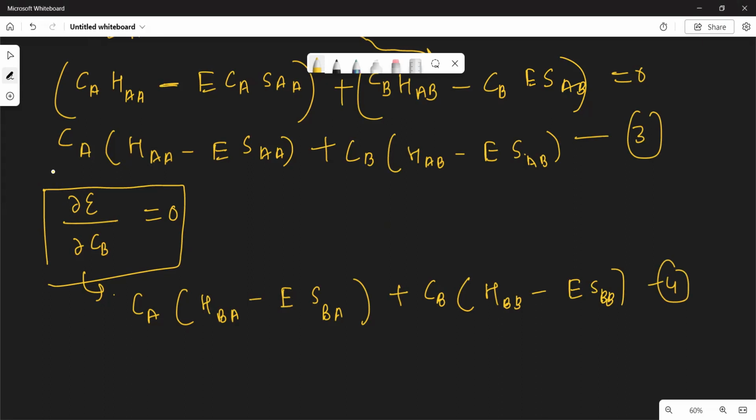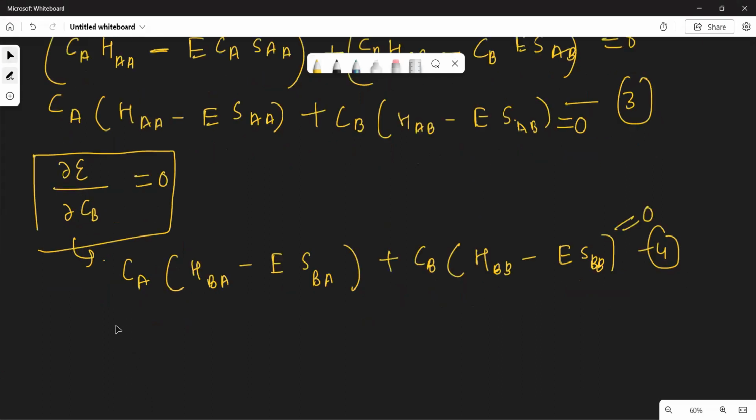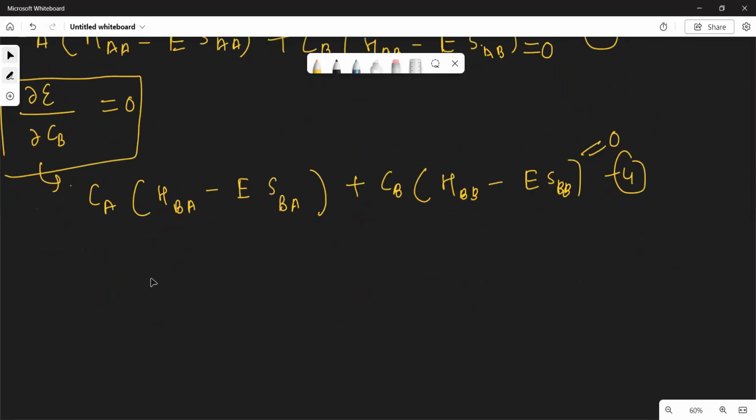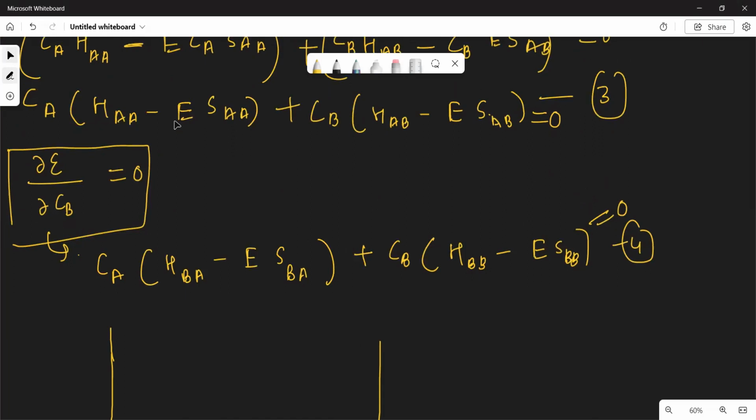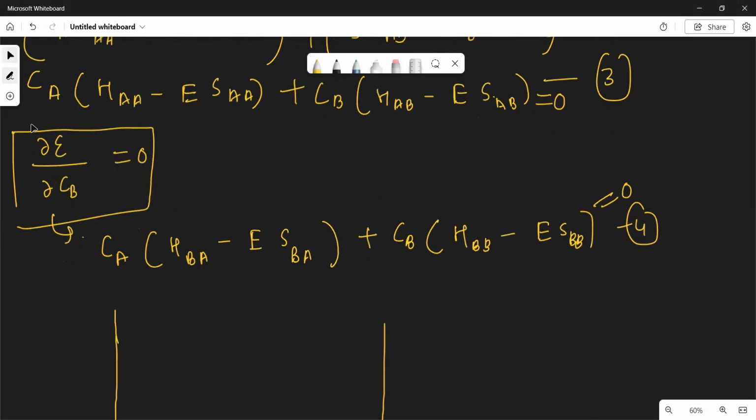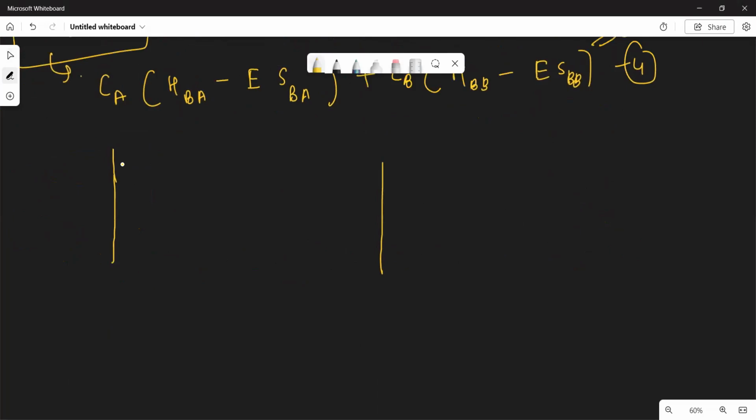Now we have derived two equations, and these two equations are equal to 0. From these two equations we can generate one determinant. The coefficients of CA and CB can be written as the elements of the determinant. So the first term of the first equation, HAA minus ESAA, will be the first element of the determinant.